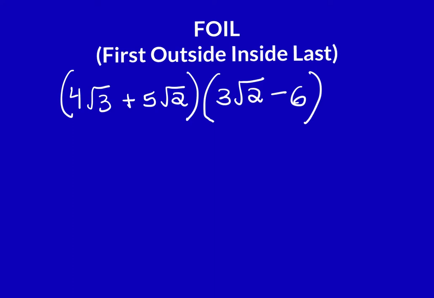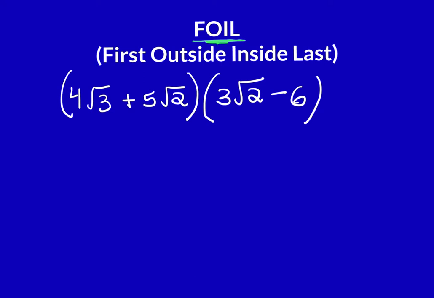All right, now we're looking at multiplying two binomials where we have radicals. So we're going to use the same method that we would always use for multiplying two binomials, and that is the FOIL method. And then I will also show the box method. So for the FOIL method, we have to multiply the first terms, the outside terms, the inside terms, and the last terms.